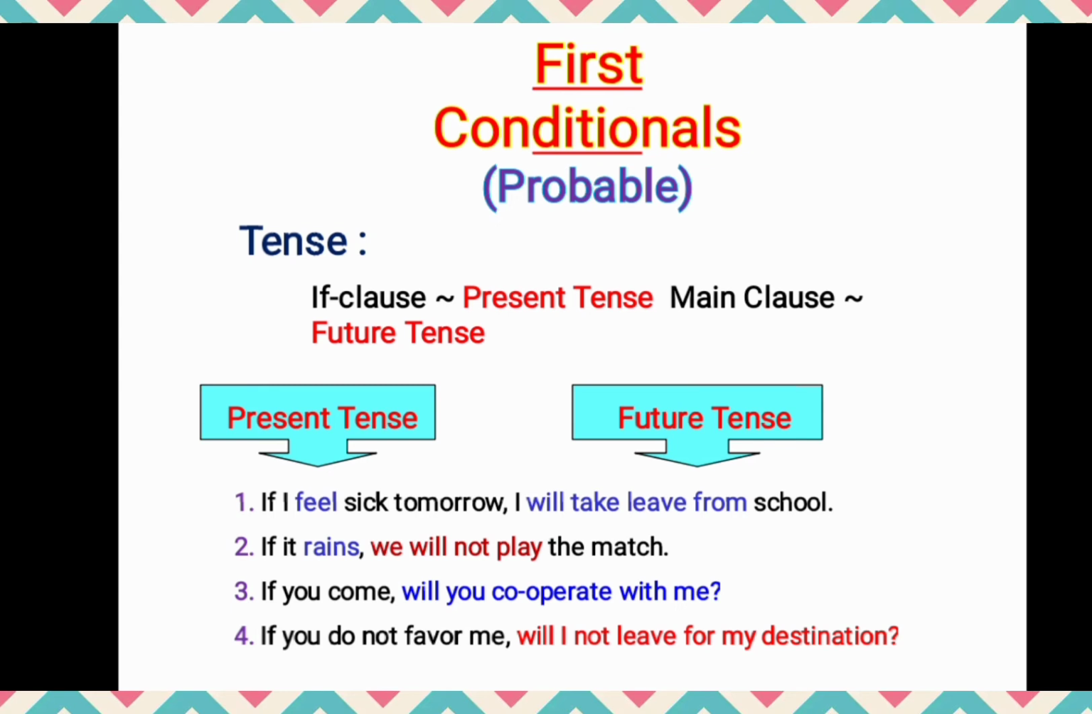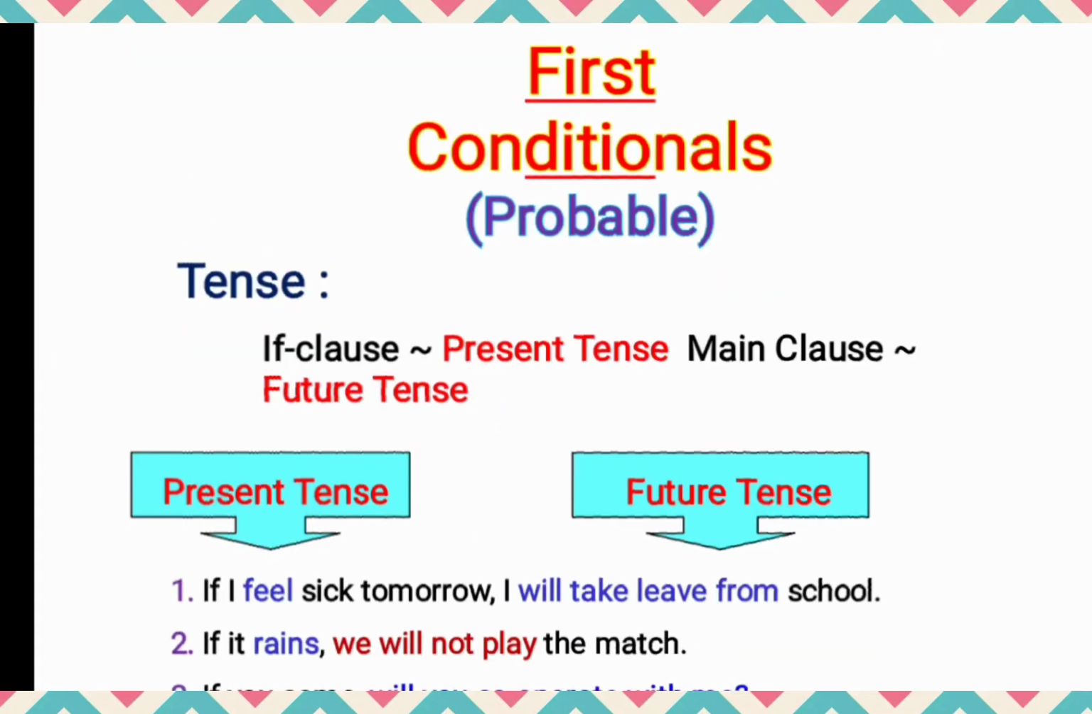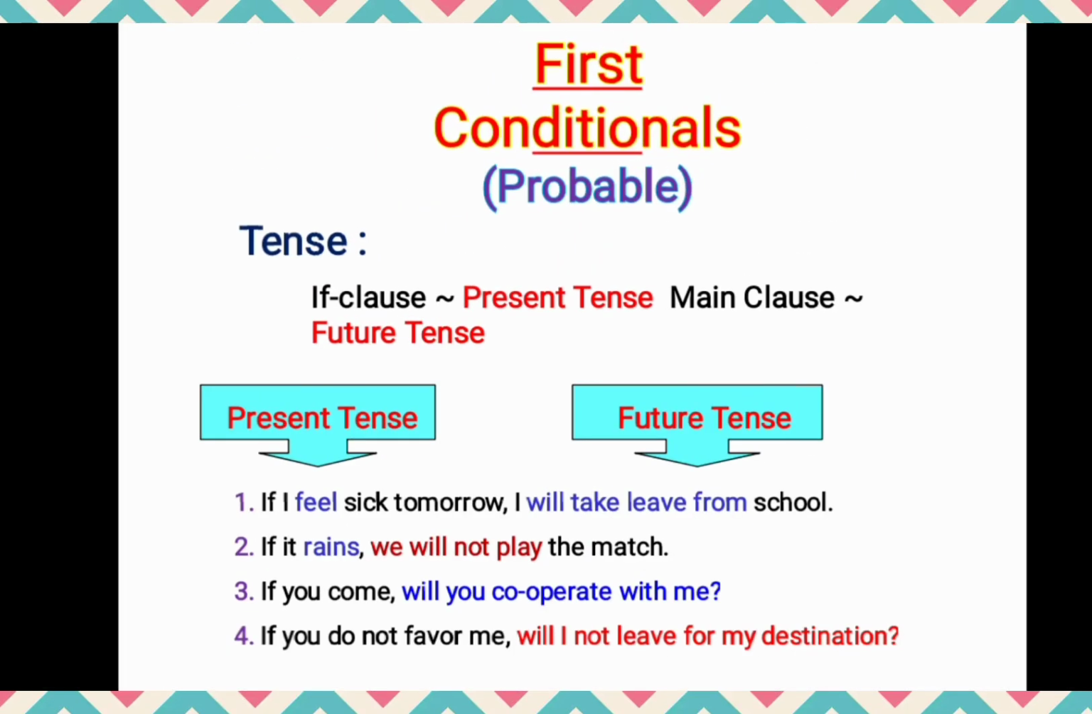And you can see the if clause is in present tense, and the main clause is in future tense. That is the whole construction of the first conditional, probable. You can see it in Zoom. Okay. That is the whole construction and tense of first conditional, probable.